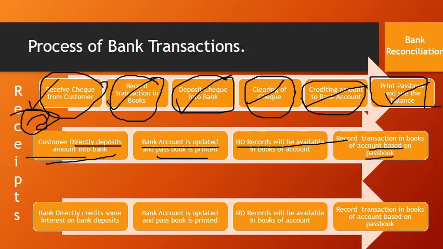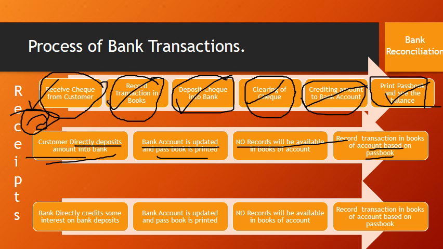Remember, in the first case, the check is received and recorded first in the books of account and then deposited to a bank and accounted in the bank account. In the second case, the amount is first deposited into a bank by the customer, and then the business gets information and they record it. Now you understood the reasons for differences in the cash book.